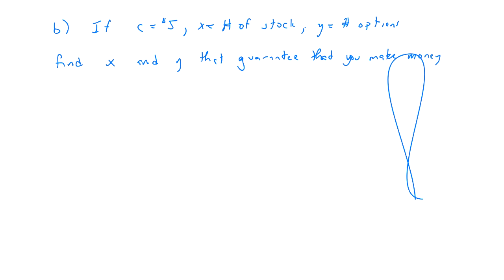So let's make it 5. So I'm charging $5 for the option, and there's going to be guaranteed arbitrage. And if I let X be the number of stock I either buy or sell, arbitrarily making positive buying and negative selling, then what are values of X and Y that guarantee that you make money?